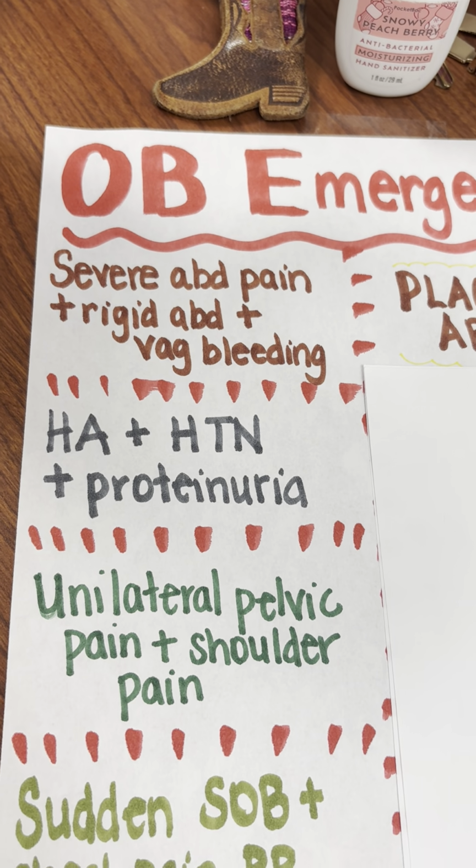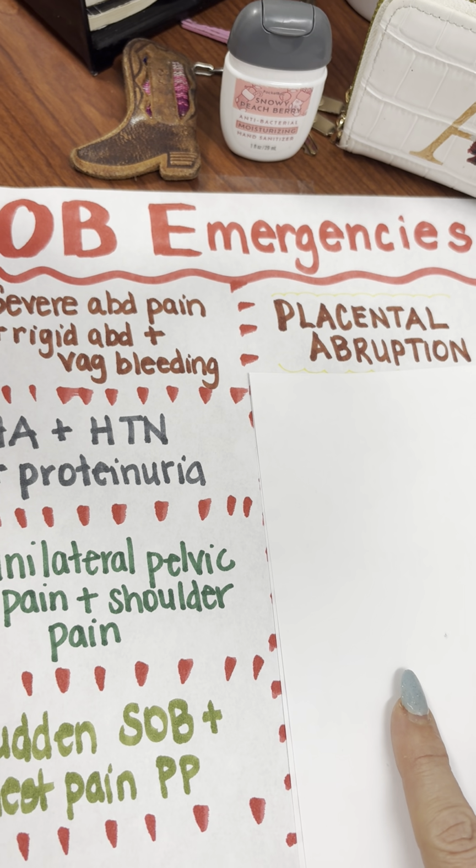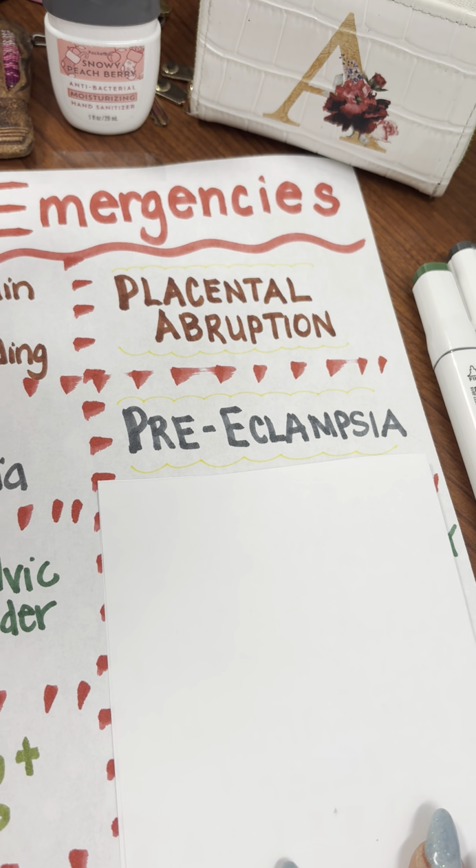Patient has a headache, hypertension, and proteinuria. What is this in your pregnant patient? That is preeclampsia. That one's really dangerous because it can progress to eclampsia.